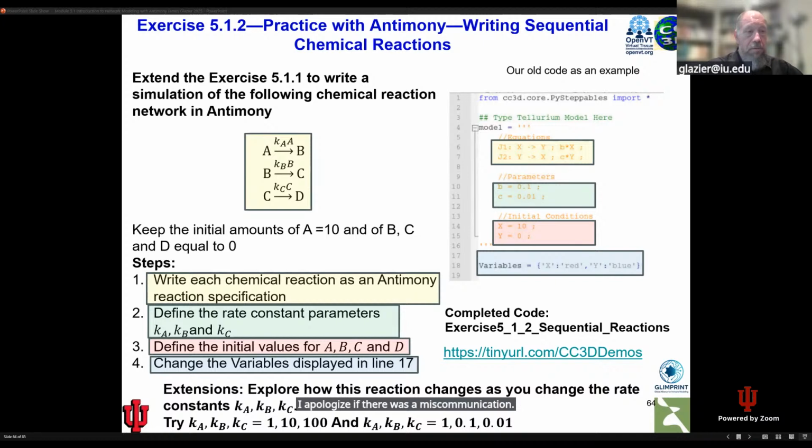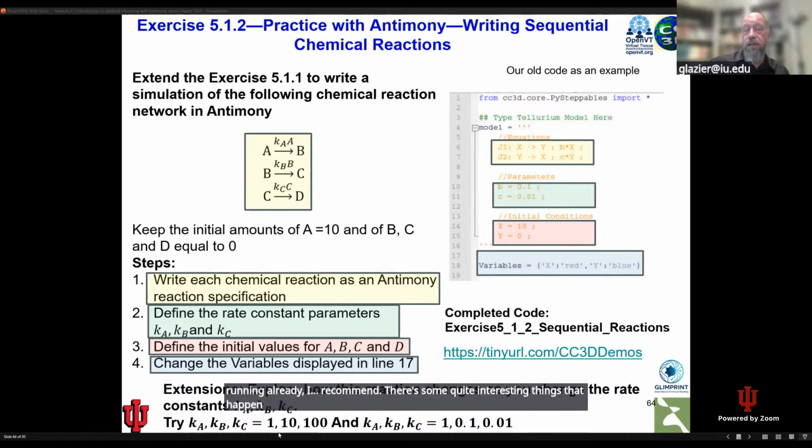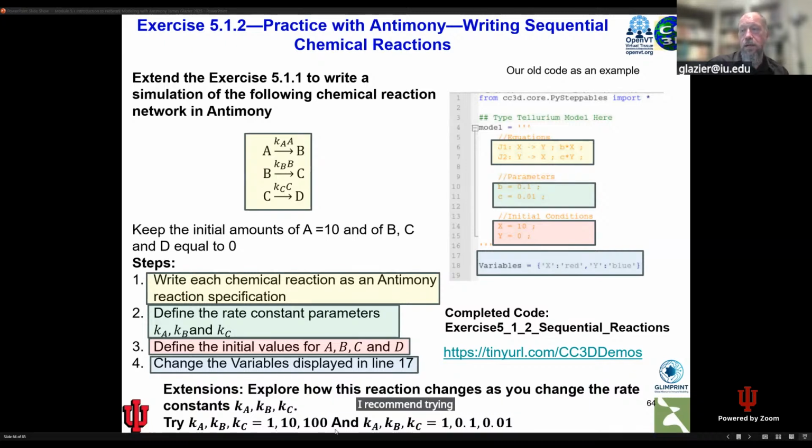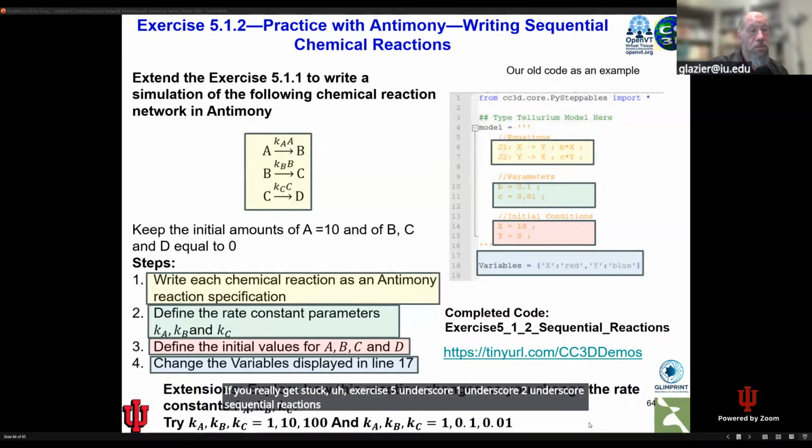For people who are still working on it, I'll leave it up. If people have it running already, I recommend there's some quite interesting things that happen as you change the values of Ka, Kb, Kc. I recommend trying 1, 10, 100, and 1, 0.1, 0.01 as values of Ka, Kb, and Kc. If you really get stuck, exercise 5_1_2_ sequential reactions is the code with this change in it.